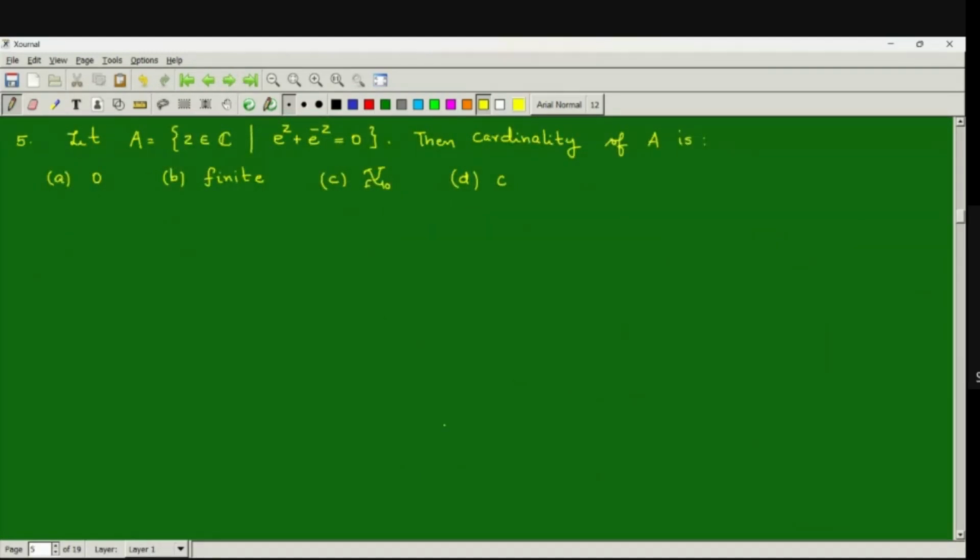Okay, now this is also an easy question. A set A is given to be the zeros of this equation. Now find the cardinality of A. That is, whether this equation is never going to be 0, or whether it has finitely many roots, countably many roots, or uncountably many roots. This is the question. Think about 30 seconds, then answer.